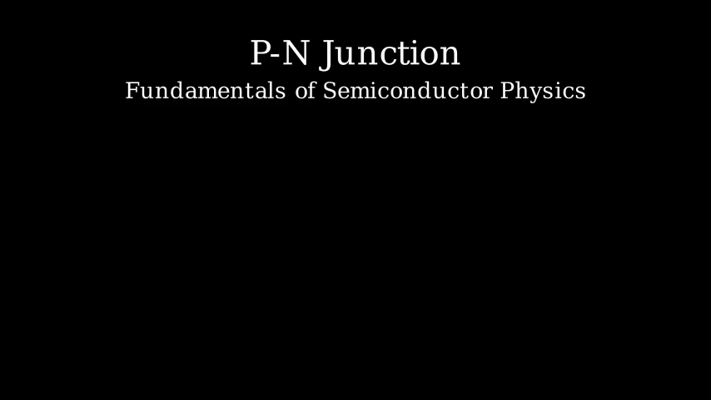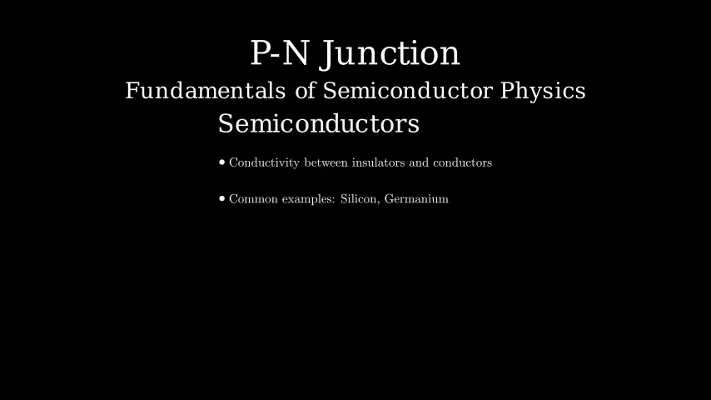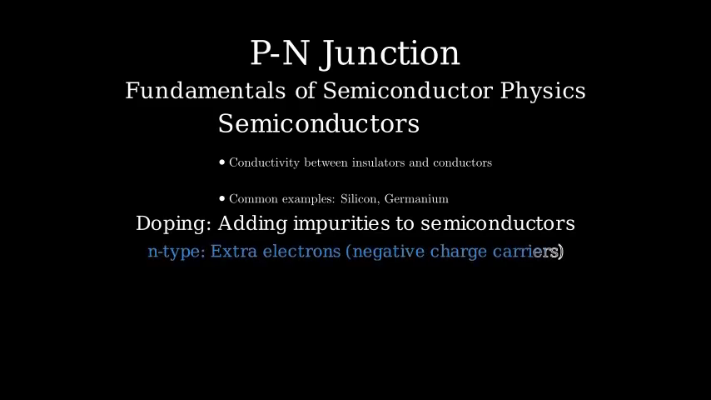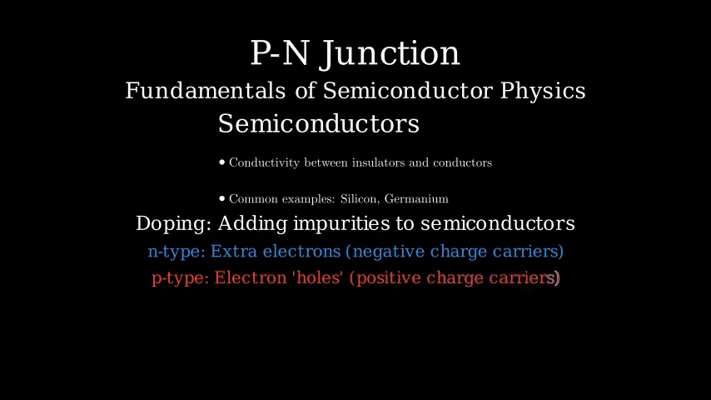Before we dive into PN junctions, let's briefly understand what semiconductors are. Semiconductors are materials that have electrical conductivity between conductors like metals and insulators like glass. The most common semiconductor material is silicon. Pure semiconductors aren't very useful on their own. To make them useful, we add impurities in a process called doping. This creates two types of semiconductors: N-type, which has extra electrons, and P-type, which has holes or missing electrons.